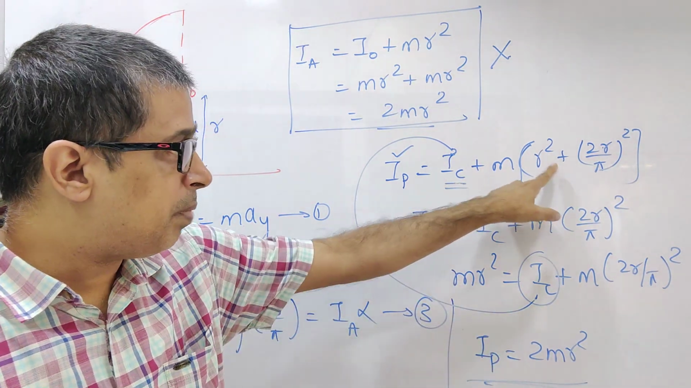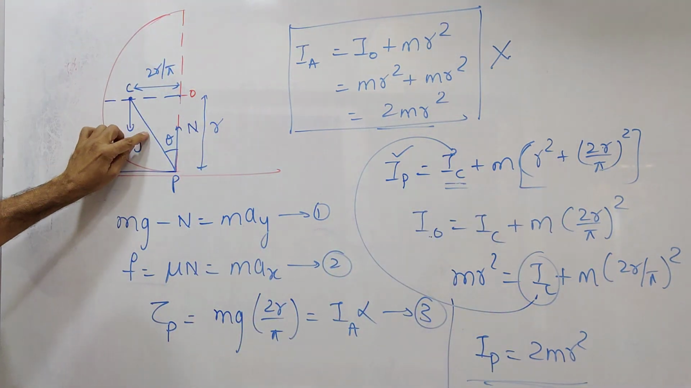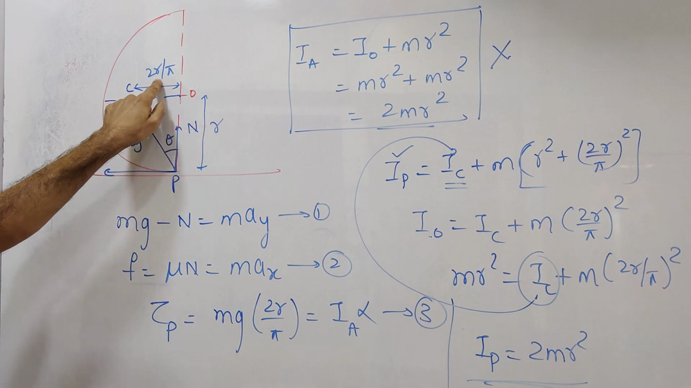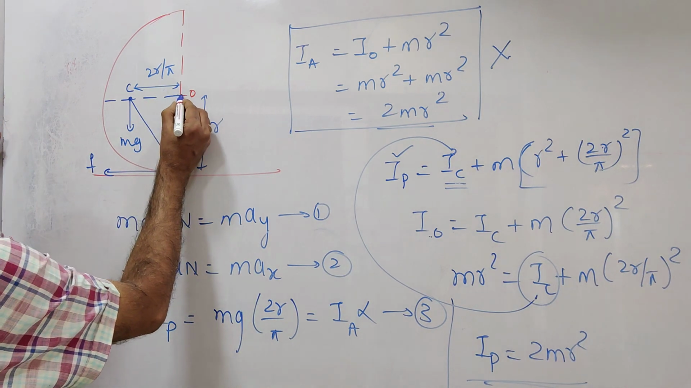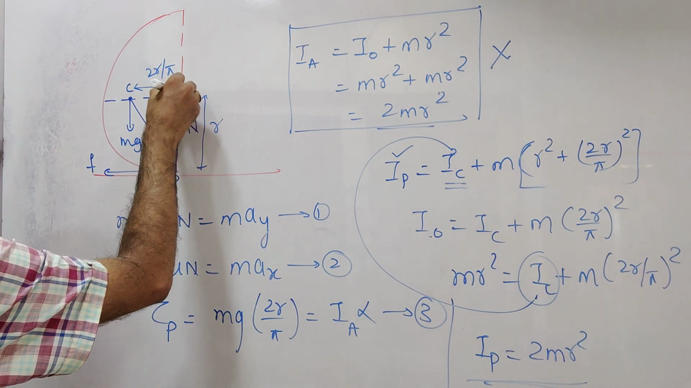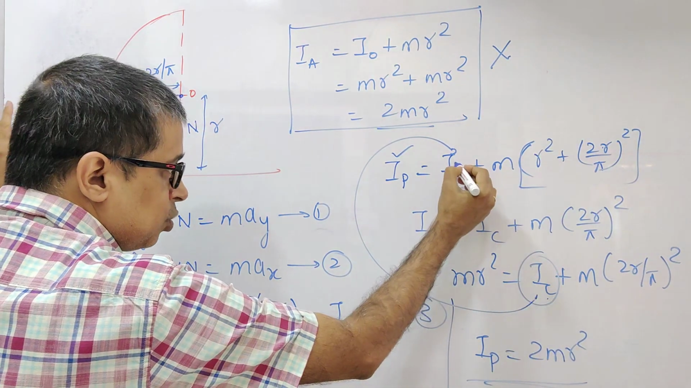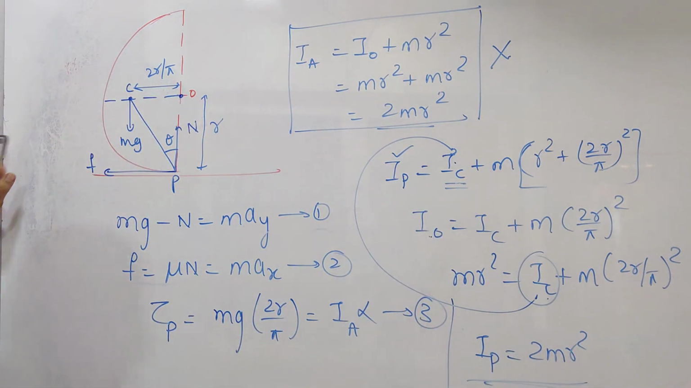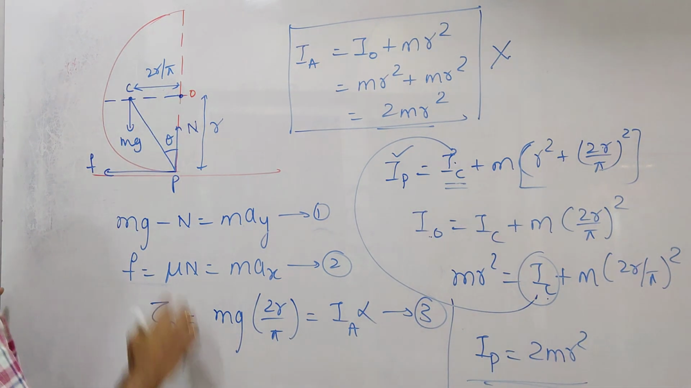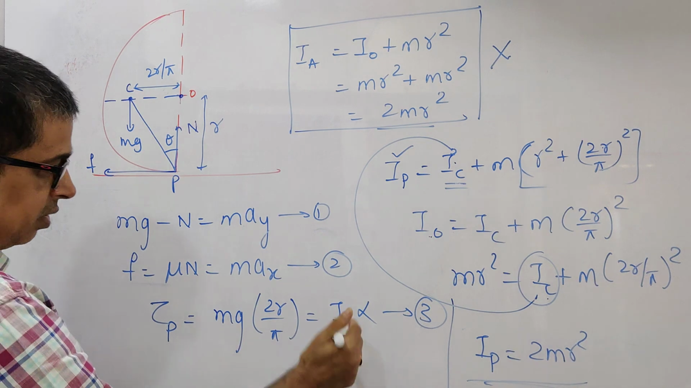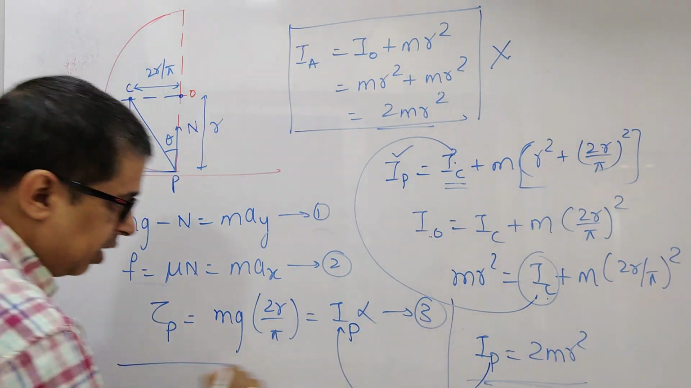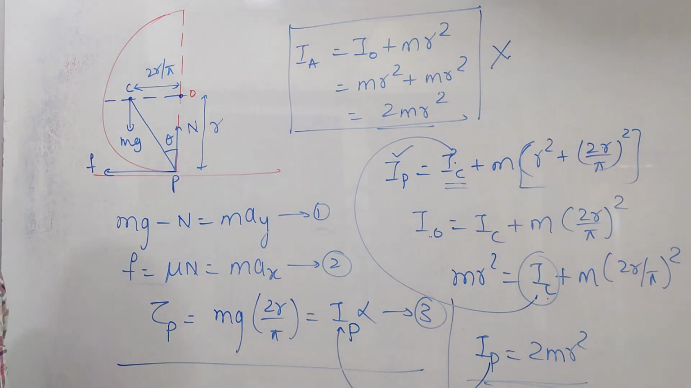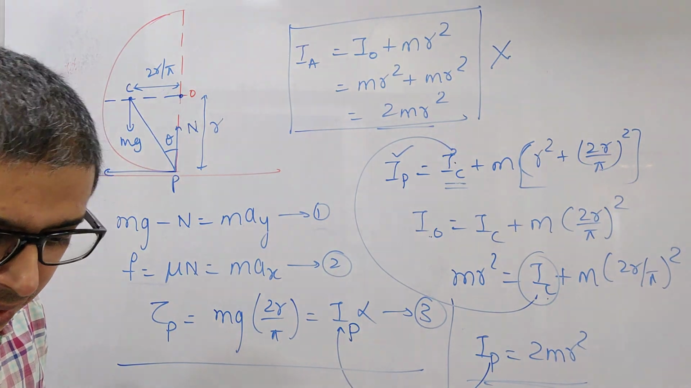I about C plus M into D square. This is D square, R square plus (2R by pi) whole square. Find out I about C using your knowledge of I about O. That IC you substitute here, you will get I about P. This is I about P. This I about P you substitute here. All three dynamic equations I am done with.